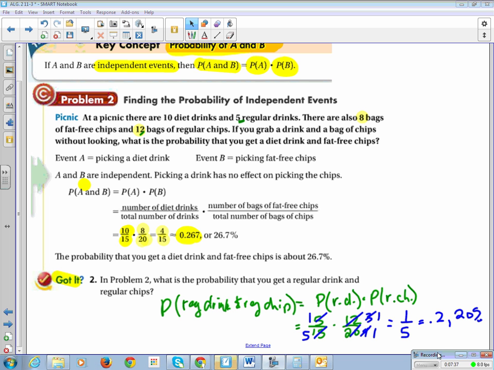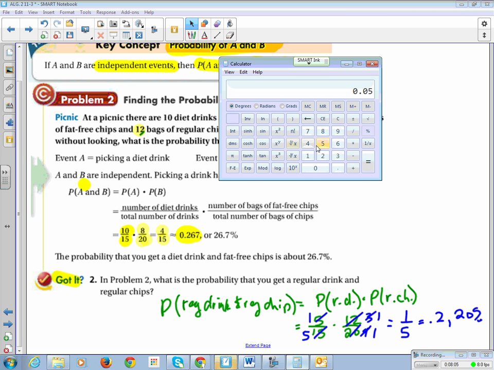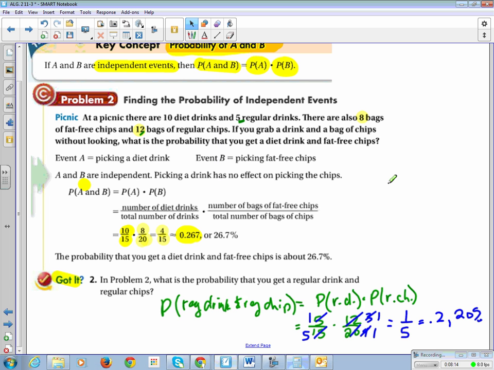Why isn't this, if the probability that I'm getting a diet drink and diet chips is 26.7%, why is this probability not 73.3%? Why isn't it 100% minus this? Why isn't it in that 70% category? Doesn't that take care of the rest of the scenarios? Yeah, 73.3. So why is this 20% and not 73.3? What do you think, Crystal?